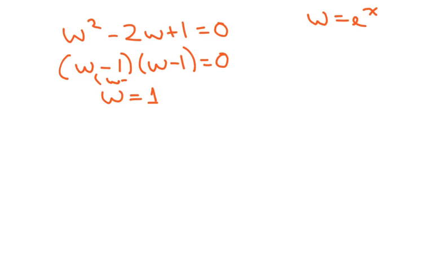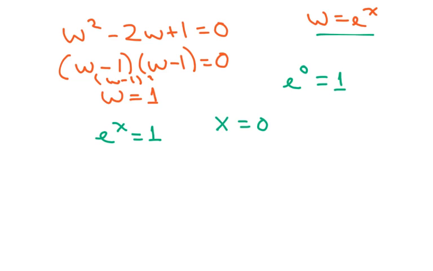This is really w minus 1 squared, right? So w equals 1. Our w equals e to the x, so we have e to the x equals 1. And clearly x equals 0, because anything to the 0 power equals 1. So our solution set is 0. Okay?